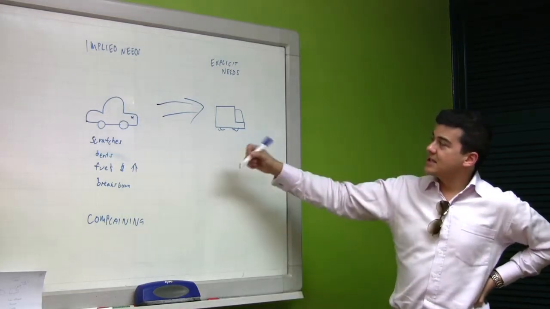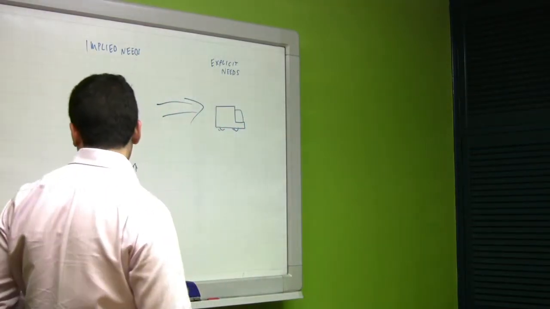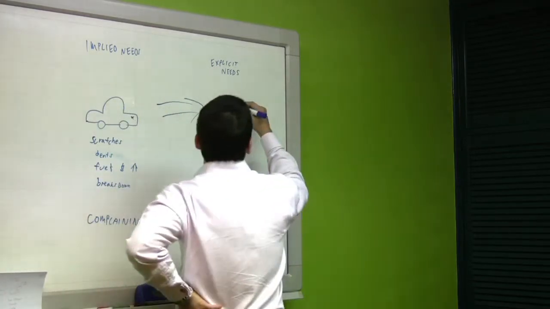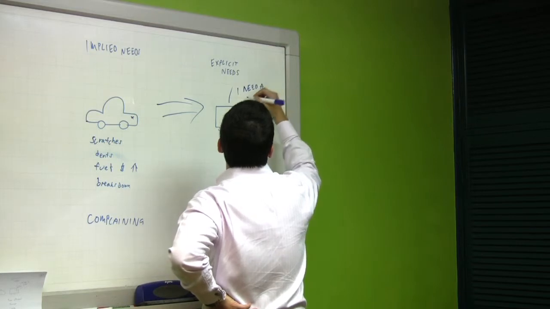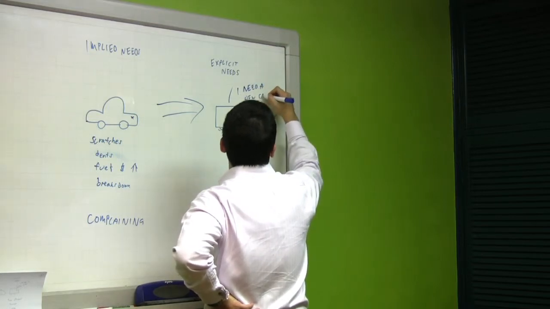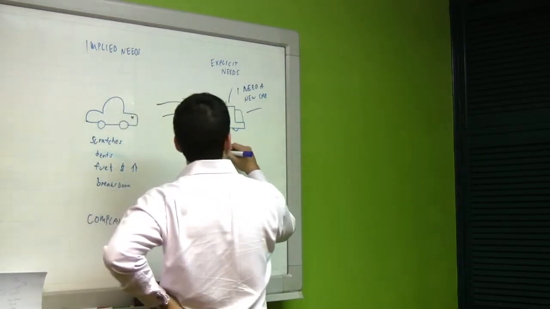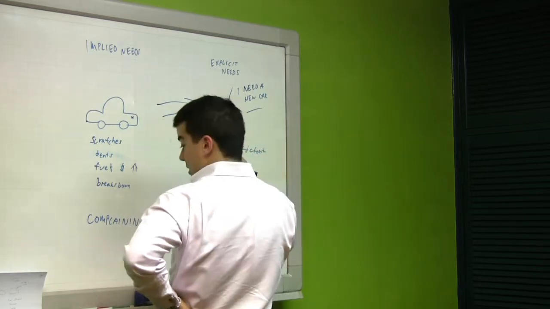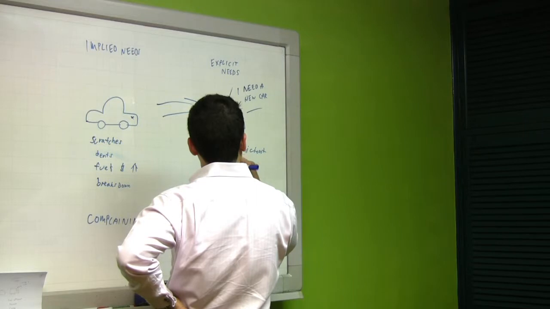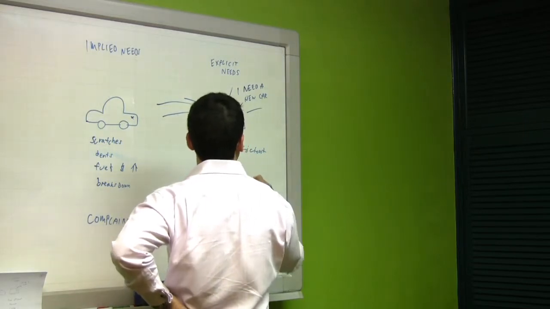And the trick is to get someone from implied needs to explicit needs. So firstly, what are explicit needs? The main thing about explicit needs is I need a new car. I want to get rid of my old car. And it's got to be fuel efficient, reliable, large enough to carry kids, for example.